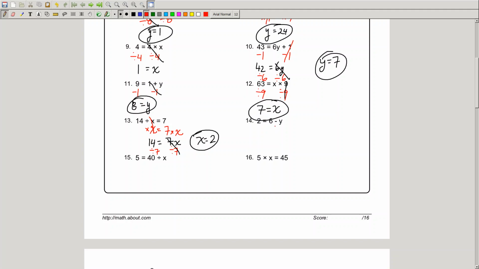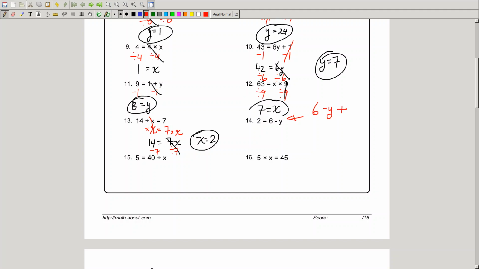Here, I'm doing 6 minus y. 6 minus y equals 2. Now, I'm not taking y and subtracting 6 from it. I'm taking 6 and I'm subtracting y from it. That's a big distinction. y minus 6 would have an easy fix. I just add 6 to both sides and I'm left with y. But here, I don't have that. I have 6 minus y.